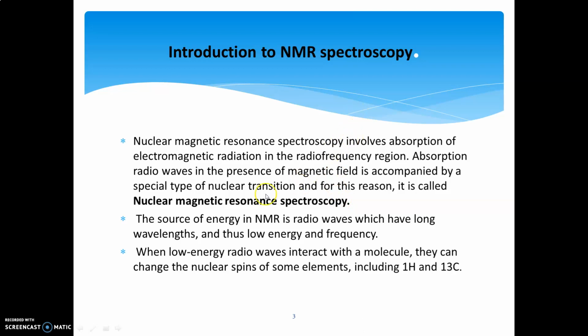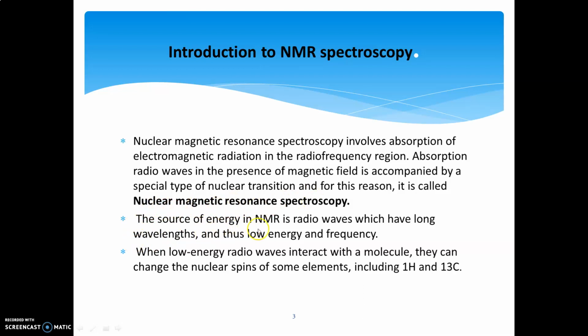Introduction to NMR Spectroscopy. Nuclear magnetic resonance spectroscopy involves absorption of electromagnetic radiation in the radio frequency region. Absorption of radio waves in the presence of magnetic field is accompanied by a special type of nuclear transition, and for this reason it is called nuclear magnetic resonance spectroscopy.